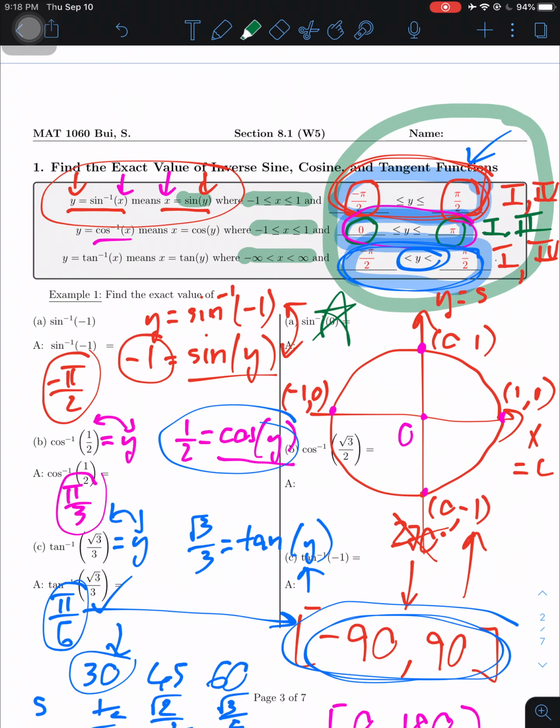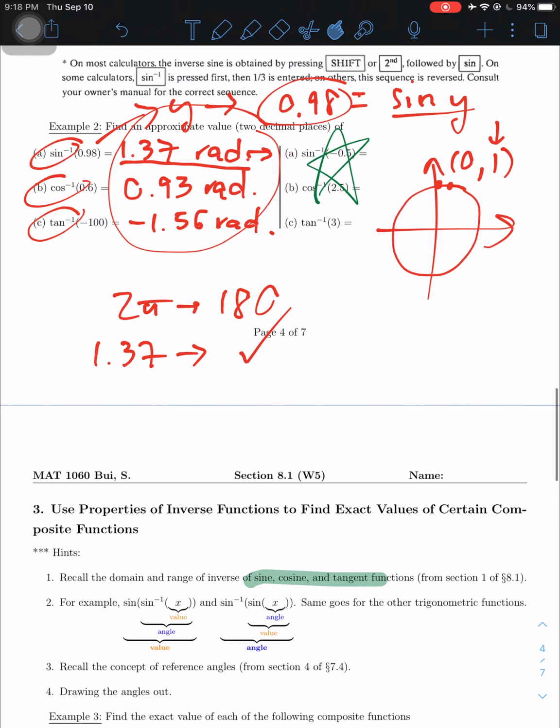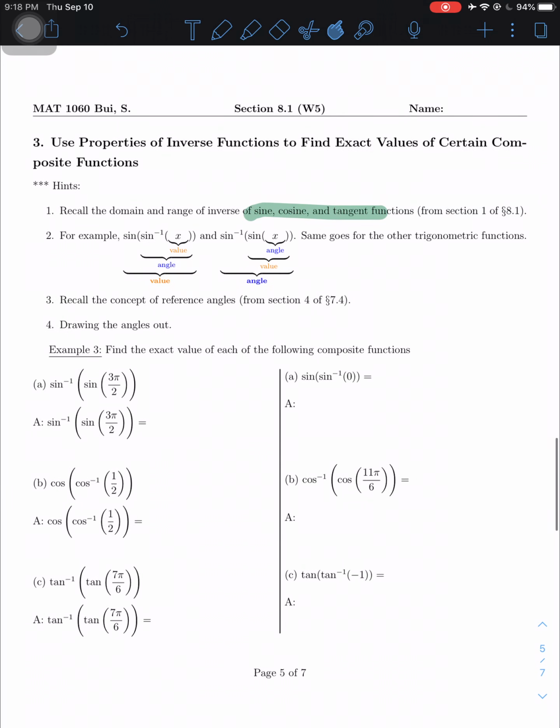Just remember that sine and tangent have to be in either the first quadrant or the fourth one, while cosine has to be in the first quadrant or the second quadrant. Okay, so that's it about the sine and cosine, and then tangent, about the domain and range.